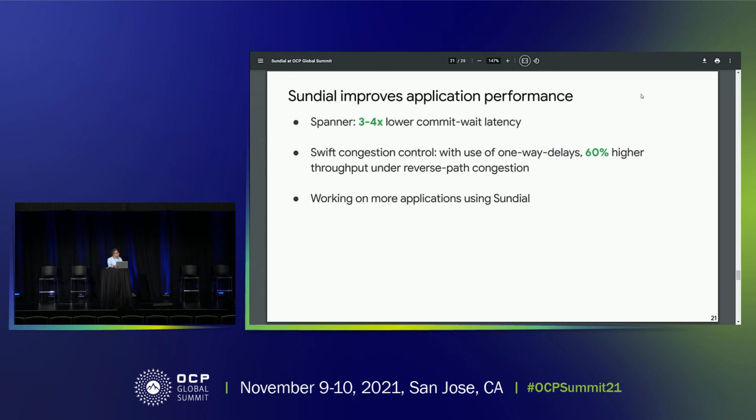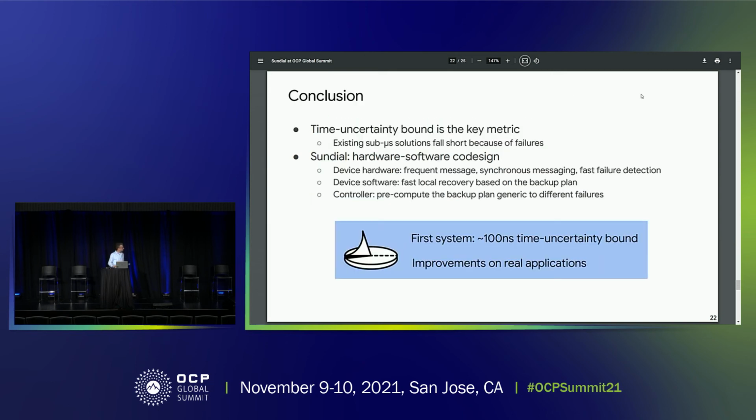We also show that Sundial can improve different application performance. For example, for Google Spanner, we show that it has 3 to 4 times lower commit wait latency. And with Swift congestion control, it can have 60% higher throughput under the reverse path congestion scenario. And we are also working on many more applications based on Sundial. Next slide, please.